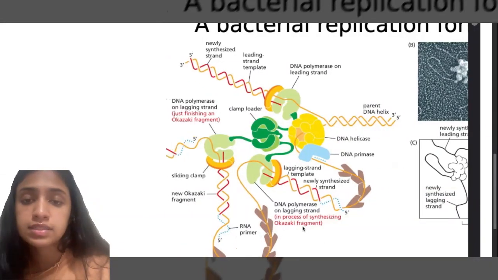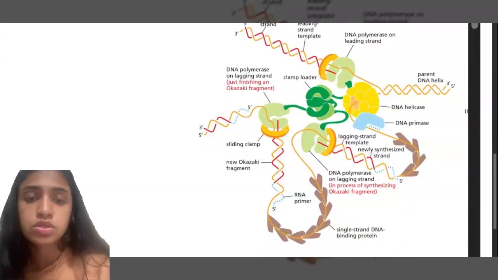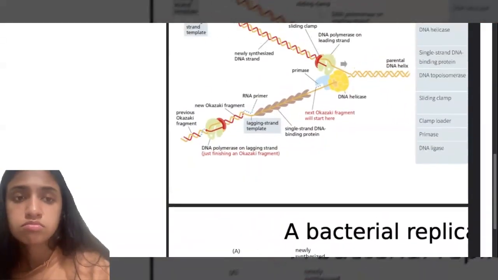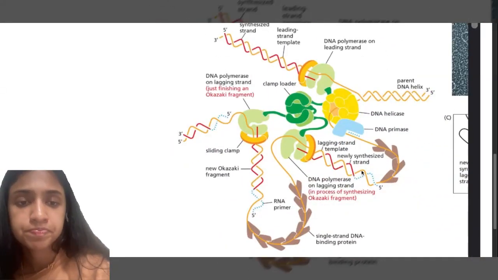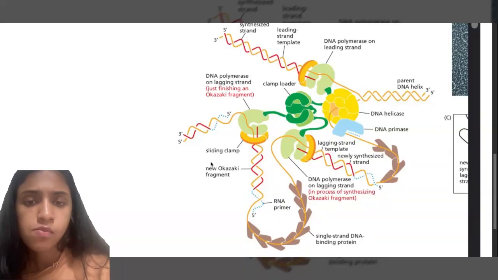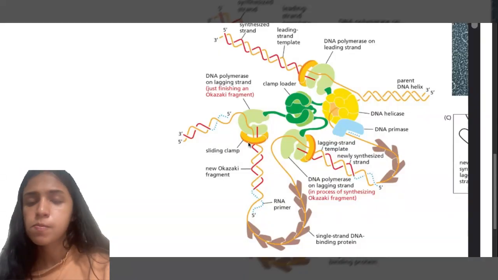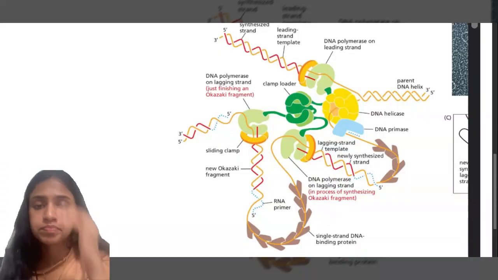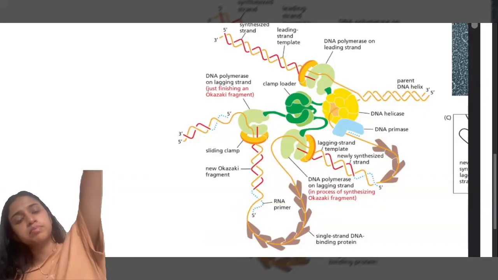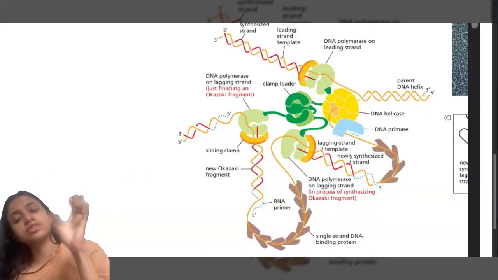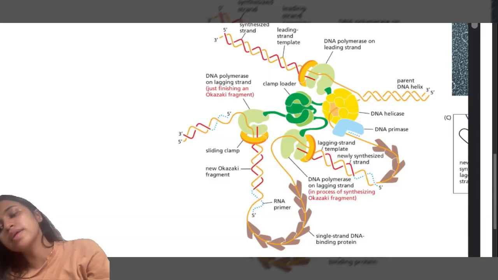Now, where is my SSB? SSB should be around here. Where? Sliding clamp right here. Clamp loader, clamp, sliding clamp. So it's holding it open. So you have the DNA, helicase opens it, and then SSB holds it and keeps it open. And we know SSB's job is to keep the strands apart.